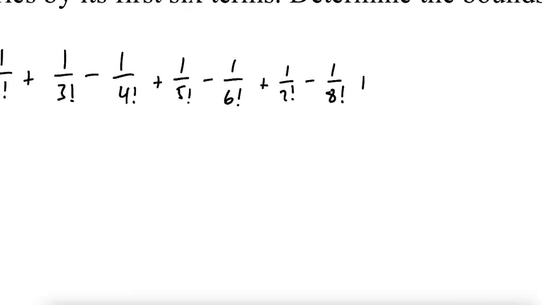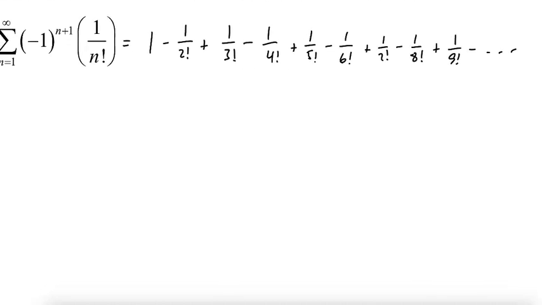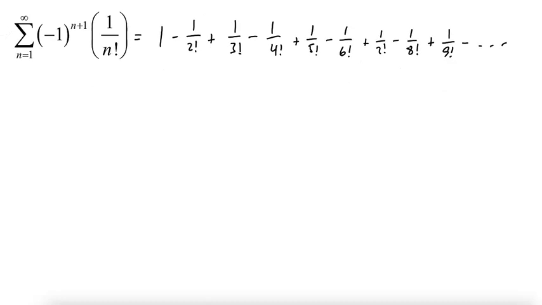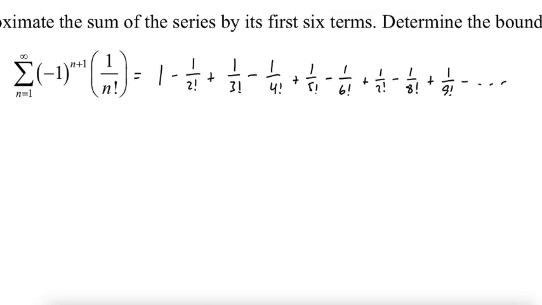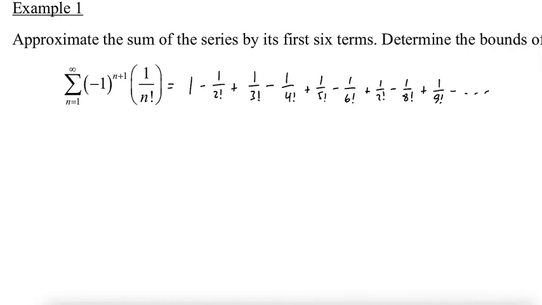This is what it actually is. Now, if I wanted to approximate the sum of the series by using its first 6 terms, the sum of the first 6 terms here is going to come out as 0.63194444444444 forever. That is what the sum of the first 6 terms is.